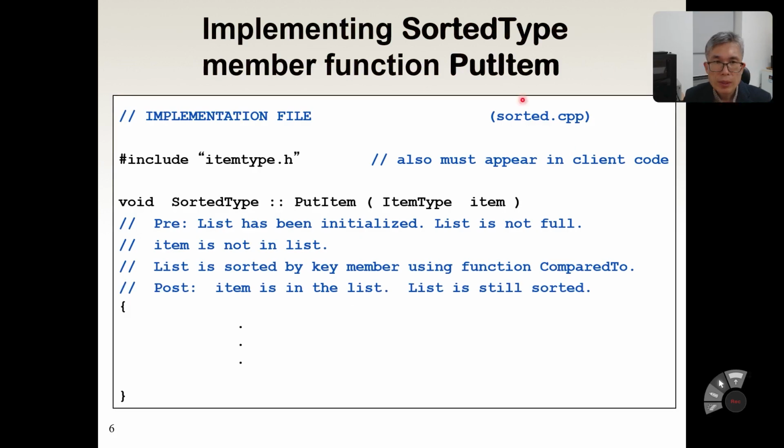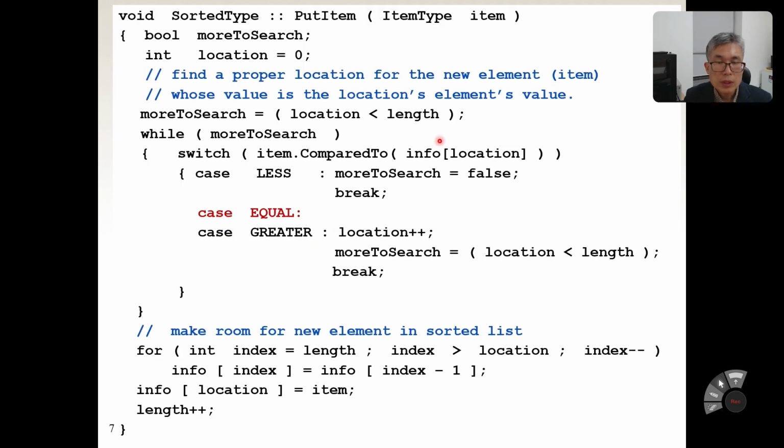Okay. This file shows implementing the sorted type member function put item. The parameter is the item. Basically, we are using two local variables, more to search, boolean type, and location. This is the index to enumerate the info array in the sorted list.